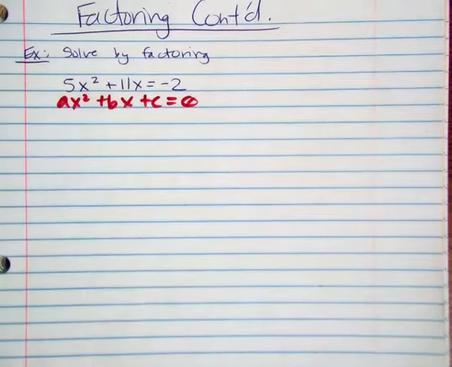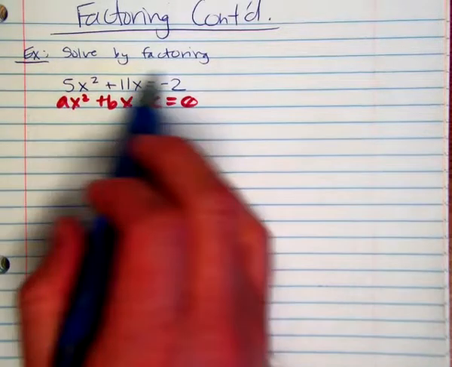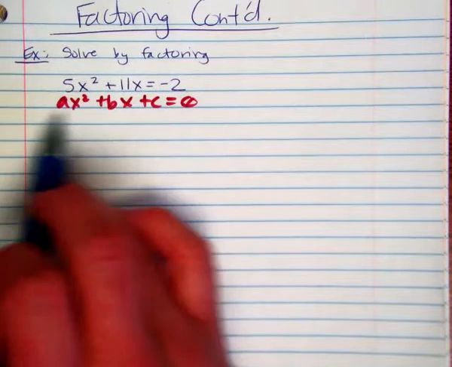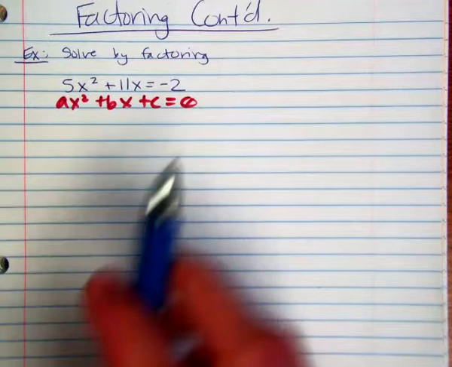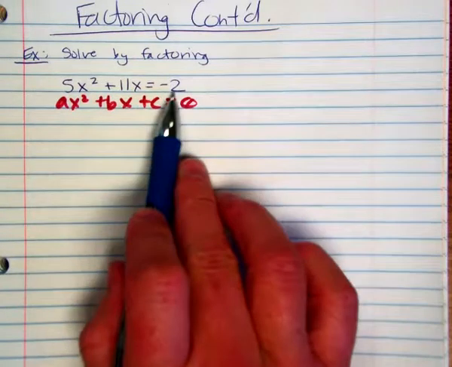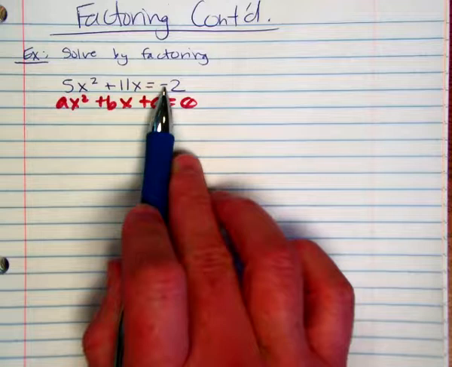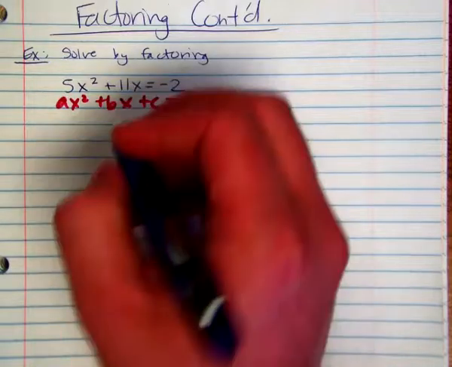So someone give me an idea, what can I do to turn this into what I want? Andres? Add 2 to each side. That's it. This is a very simple fix. All I'm going to do is take the 2 that's over here, the -2, and add 2 on both sides to move it.